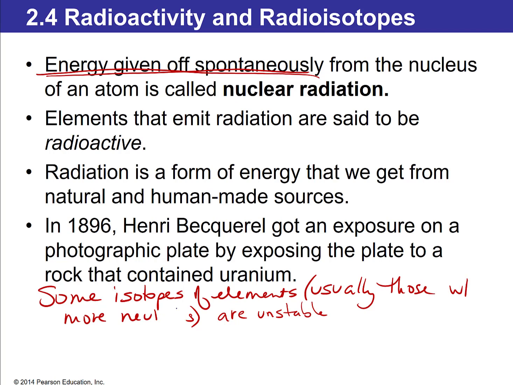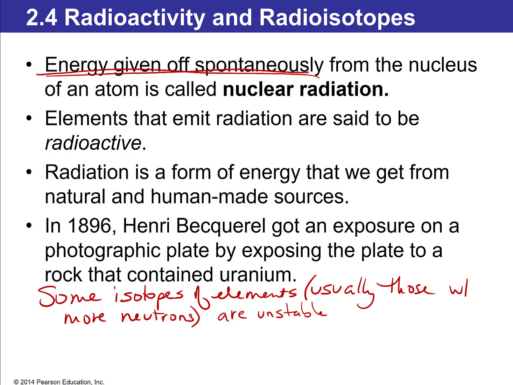So the goal is to become stable. And to do that, they undergo what's called radioactive decay. If you think of something decaying, it's breaking down. So radioactive decay is an atom's way of trying to achieve stability by changing its internal structure.